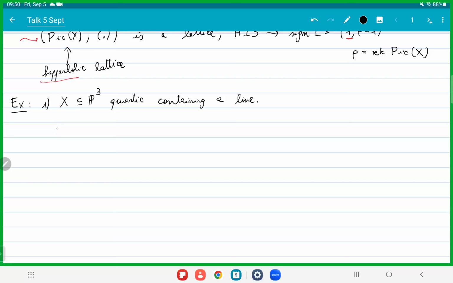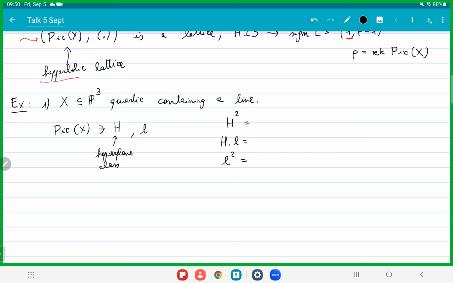In the Picard group, for sure, there are two elements. There's the hyperplane class that I denote by H, and there's the class of a line, L. This means that there's this rank 2 sublattice of the Picard lattice. We would like to understand the intersection product here. So we want to understand how much H squared is, how much H.L is, and how much L squared is.